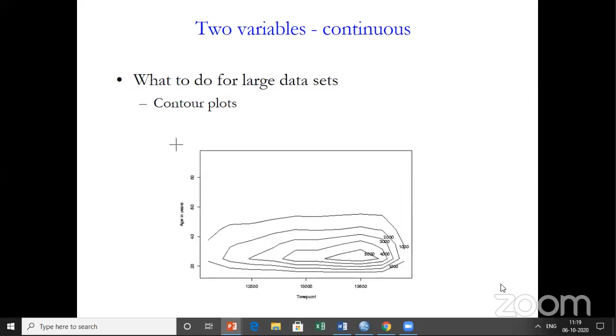Right. So these are contour plots. Contour plots are mostly used in scientific approaches like seismic data or remote sensing data, right? So there you go for these contour plots.